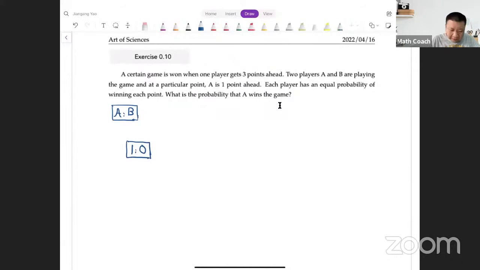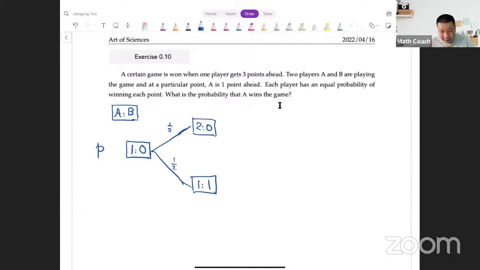And so let's denote this probability by P, and then there will be half chance, and so these will be half that goes to 2, 0, and then it goes to 1, 1, right? And once it goes to 1, 1, then actually it's simple, right? Because it's symmetric. What is the winning probability for A? That would be half. So it can stop. And then we continue about that.